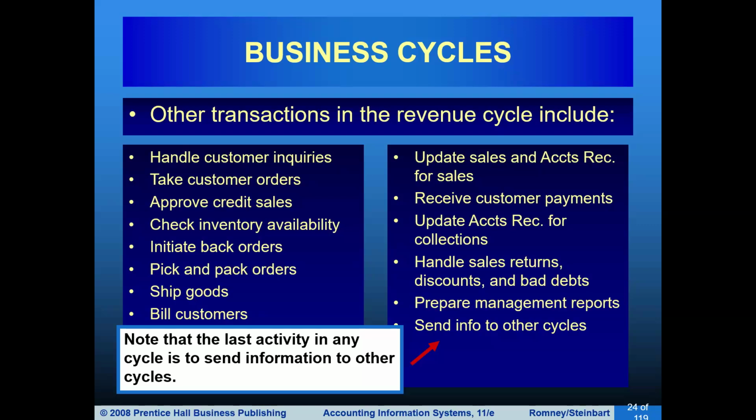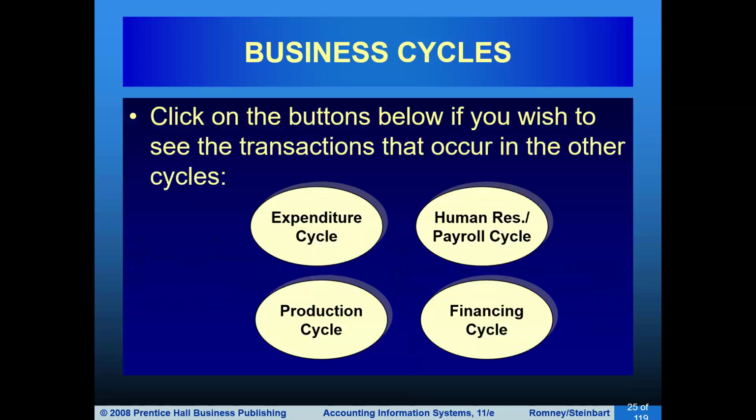And similarly, another set of transactions you can find under the expenditure cycle. Note that the last activity in any cycle connects to the others, because all these cycles are connected one to each other. I will show you, the revenue cycle cannot work without the expenditure cycle and production cycle. Production cycle is the cycle that produces the products. Without products, you can't sell, you can't get revenue. All cycles are connected one to one.